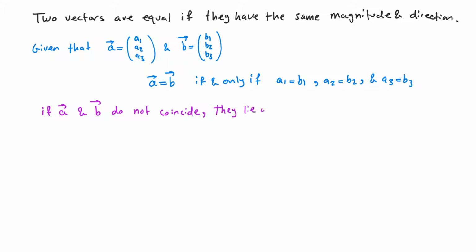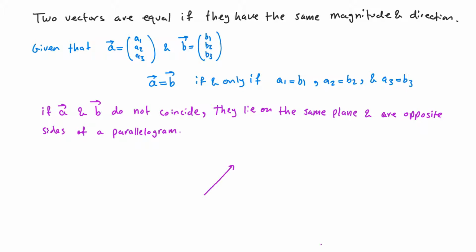Now, if vector A and vector B do not coincide, meaning that they're not on top of each other, that means that they are on the same plane. So if you take a piece of paper, both vectors can be drawn on that piece of paper, and they are opposite sides of a parallelogram. So you can see in the image that if you draw the two vectors and if they're equal and they don't coincide, they can form a parallelogram.